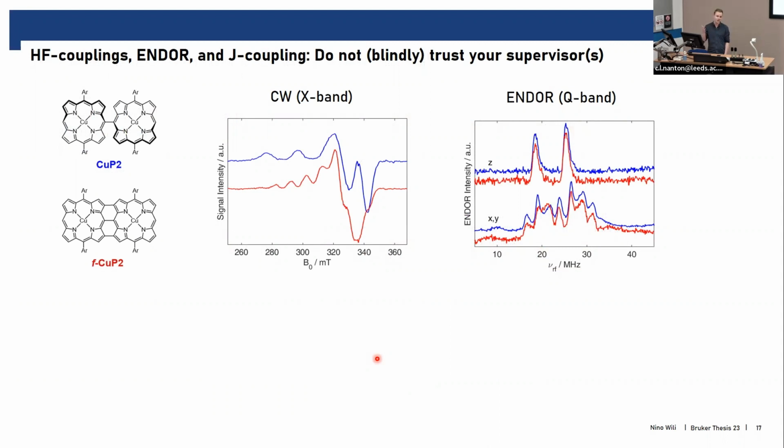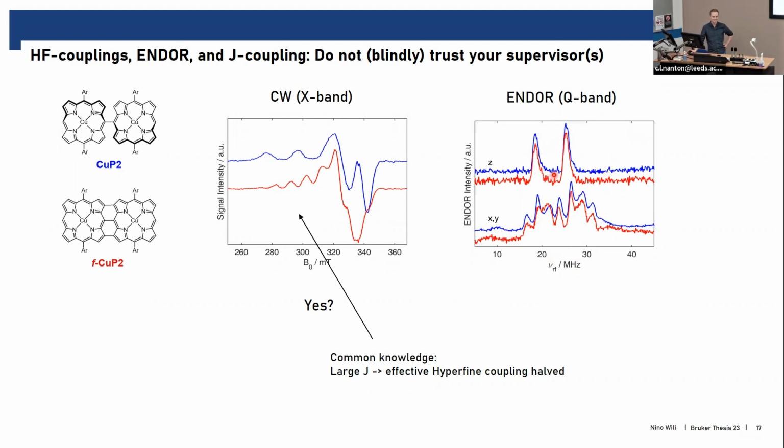So why were they not sure about the J coupling at all? It's kind of common knowledge that if you have a very large J coupling in a dimer, the effective hyperfine coupling is halved. And if you look at the CW spectrum, it's, yeah, probably yes, this splitting here is roughly half. But they measured Endor, and probably they shouldn't have.